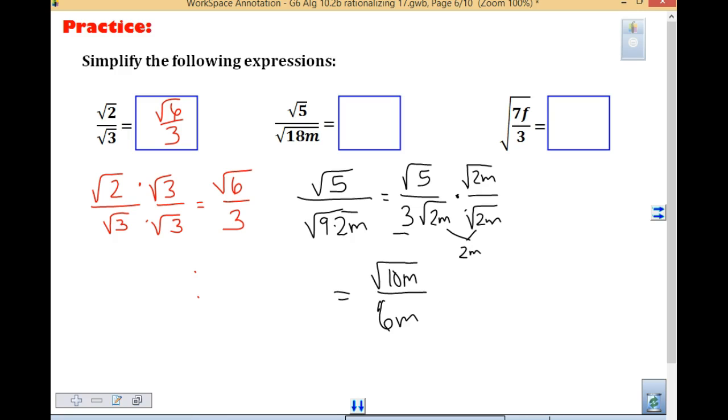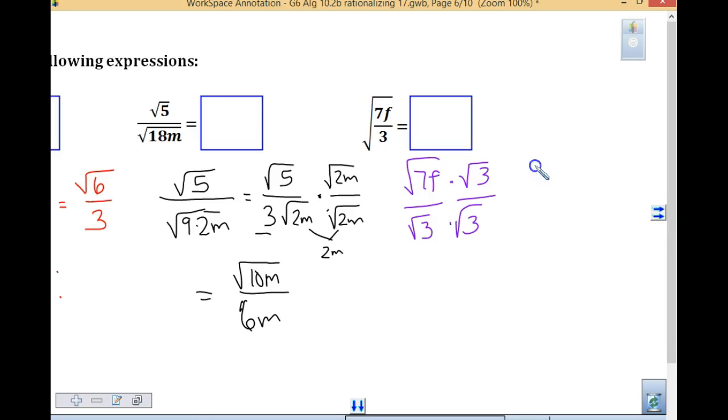All right, so if we look at that last one, try this one on your paper. See what you can do to rationalize that. I saw this. I'm going to multiply by square root 3. Do you agree? Yes. Over square root 3. Yes. I had someone tell me that that is the square root of 21f over 9. I could if I was multiplying this out.